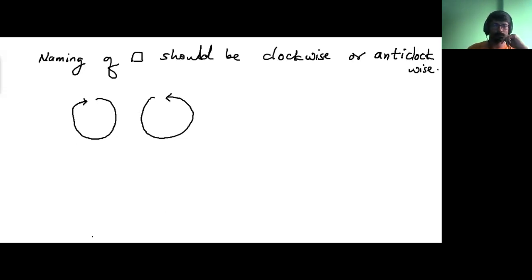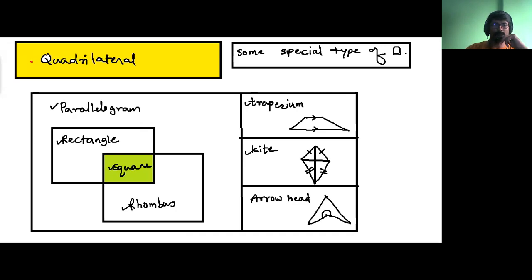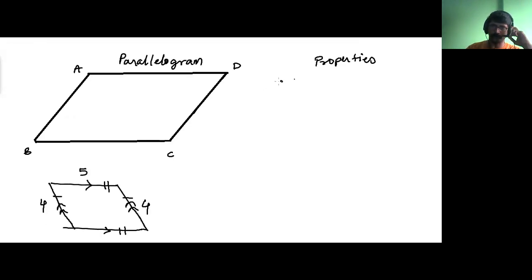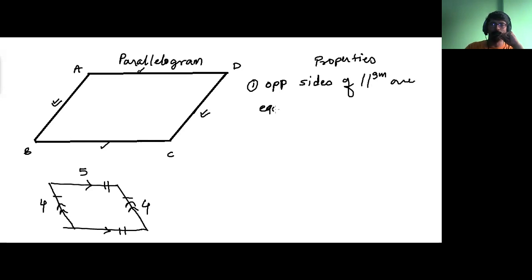So let's move further. Now I hope you finished writing the sentence. So what is the first property of the parallelogram? Opposite sides of a parallelogram. This is the symbol of a parallelogram. What do you mean by opposite sides? AD and BC are called opposite sides, or AB and CD, they are called opposite sides. So opposite sides of the parallelogram are equal. They are equal and parallel.